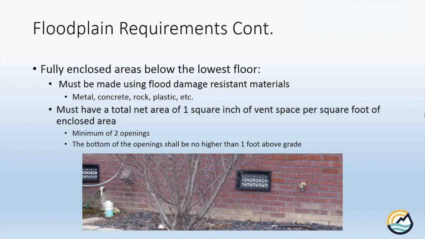For the NFIP, for floodplain management, 1 square inch of vent space for every 1 square foot of enclosed space is the requirement. So if you have a 500 square foot enclosure below the flood elevation, you need to have 500 square inches of vents. And this is done to equalize that pressure. You have to have a minimum of 2 openings, so you have to have at least 2 vents no matter what. And all the vents need to be within a foot of grade. They need to be close to the ground so that water doesn't have to get up real high before they become in use.